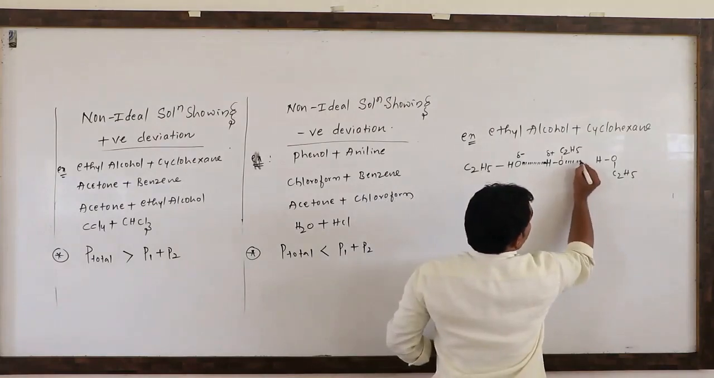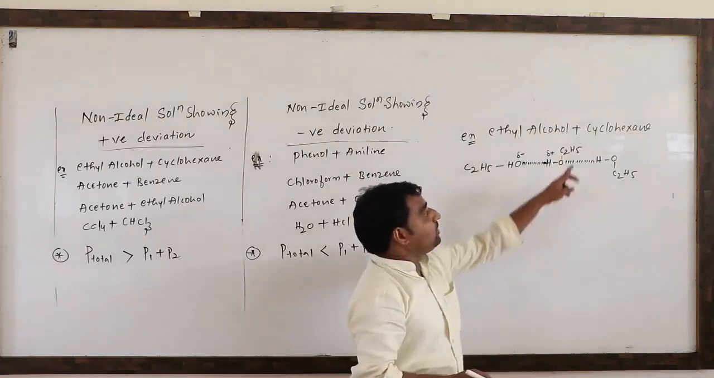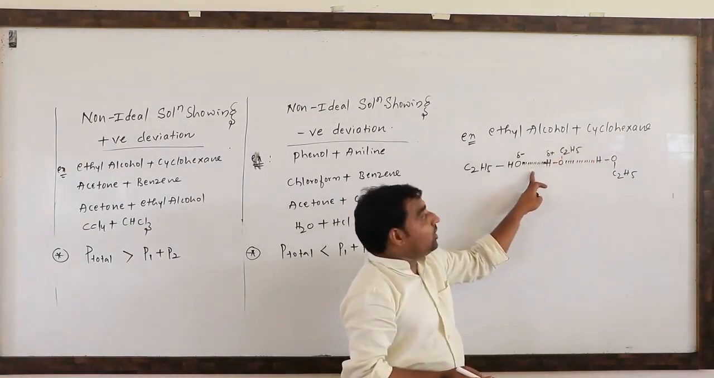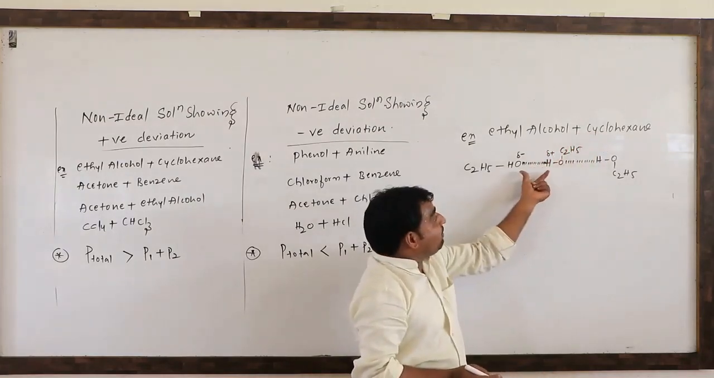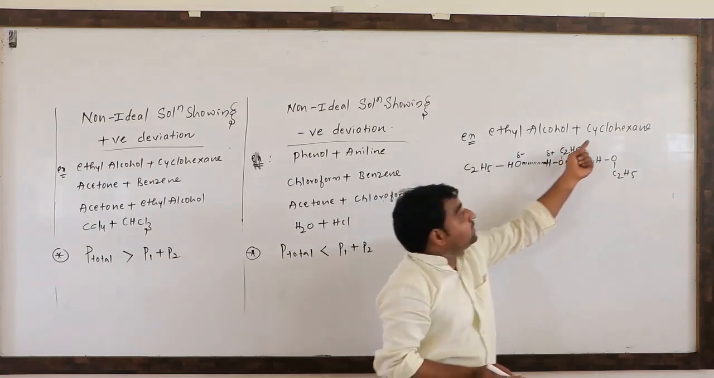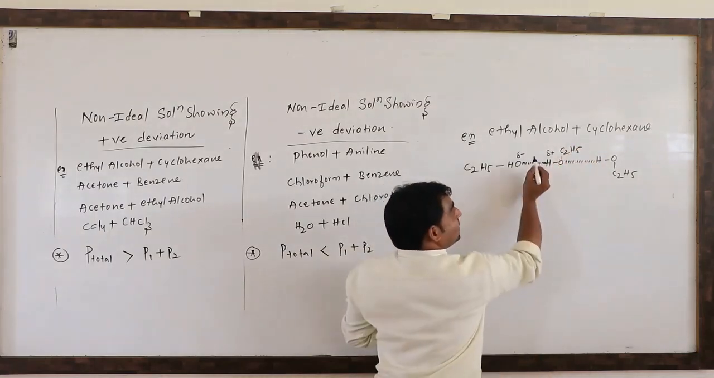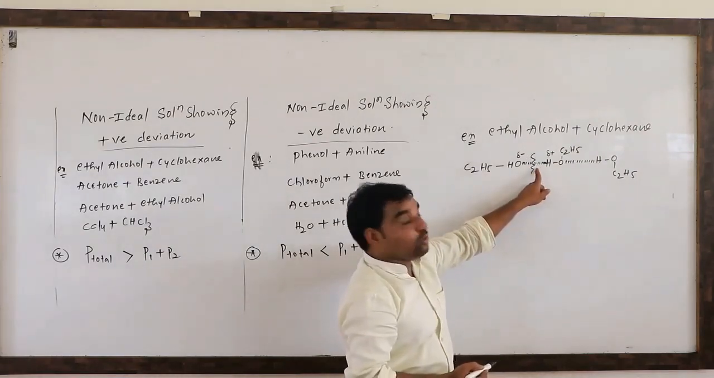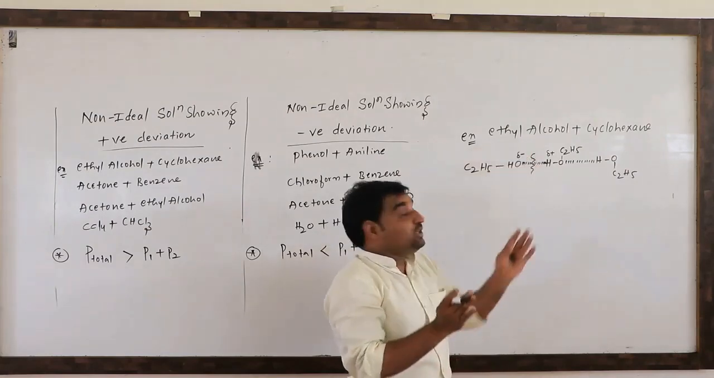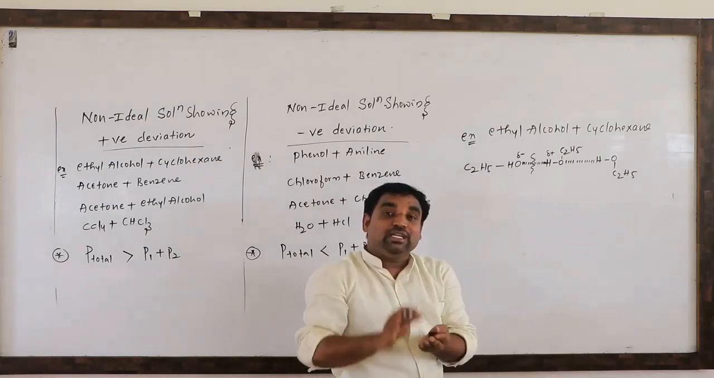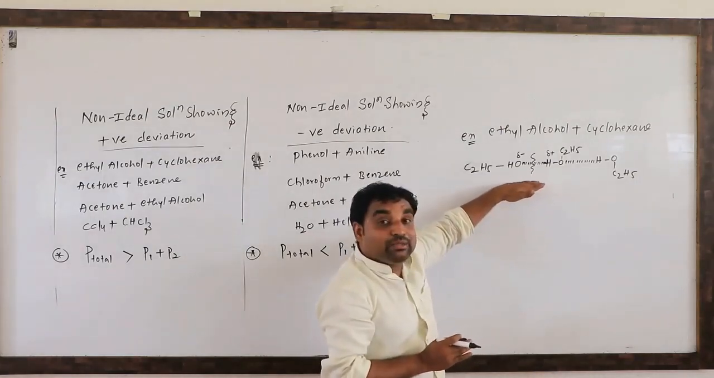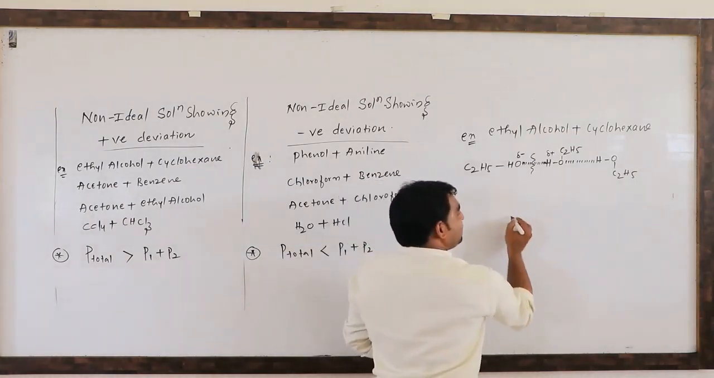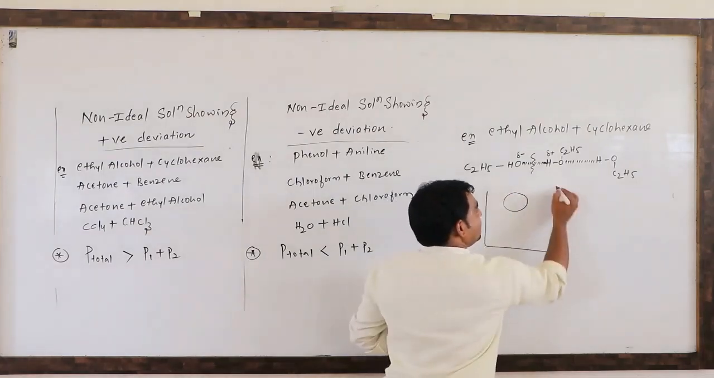So when we add cyclohexane to the ethyl alcohol, cyclohexane will occupy the place in between the ethyl alcohol molecules. When it occupies the place in between, the hydrogen bond present in the ethyl alcohol will be broken. When the hydrogen bond is broken in ethyl alcohol, the interaction between the ethyl alcohol molecules decreases. If it decreases, the tendency of the alcohol molecules to escape from the solution increases. If they escape easily from the solution, more vapor pressure will be produced in the solution.